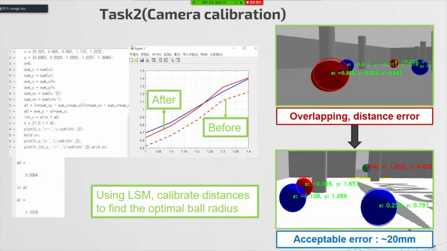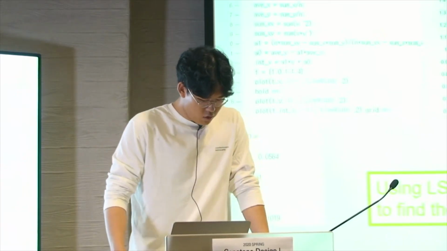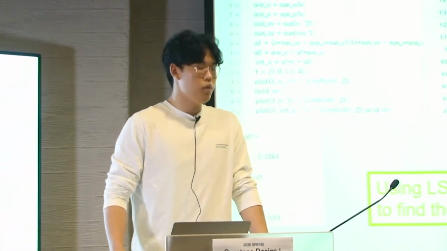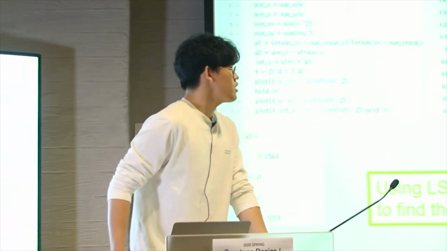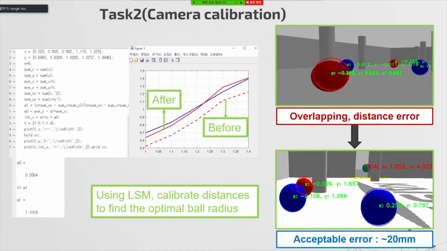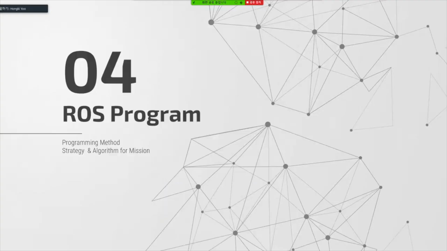Our second goal is ball harvesting. In order to get a more precise ball position value, we use calibration with the least squares method. Using the least squares method, we calculate the calibrated coefficients for an optimized ball position value. Using this, we reduced our error to within 20 millimeters in the Gazebo map.